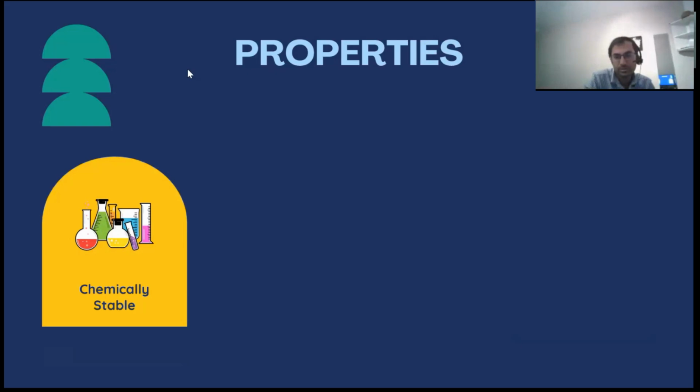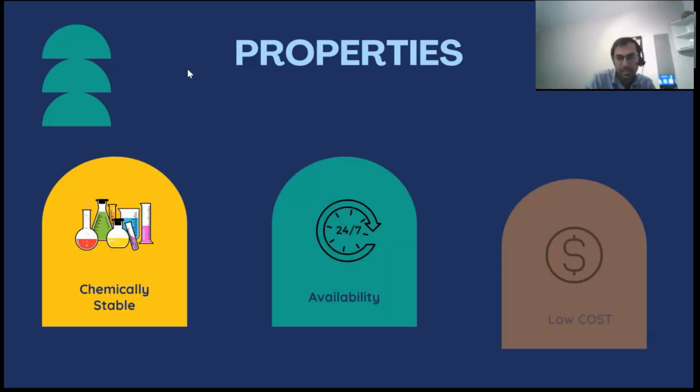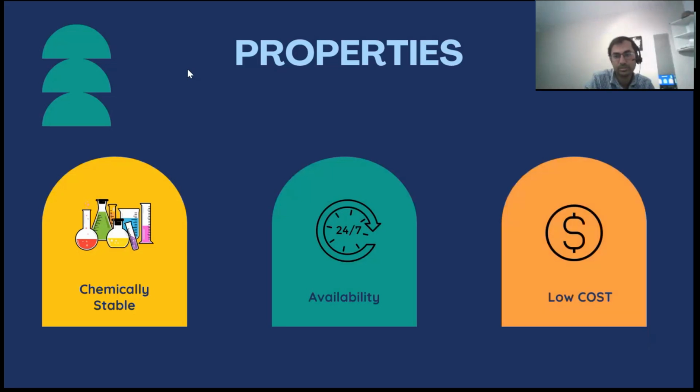Chemically stable, so the refrigerant will be based on stability, availability, it should be available, and low cost. This is also something we have to keep in mind sometimes, but whatever it is, we have to select the refrigerant based on all the other criteria. Cost will come later on.